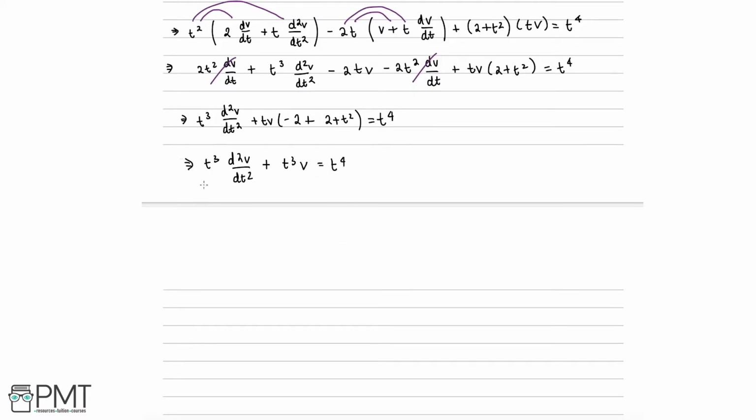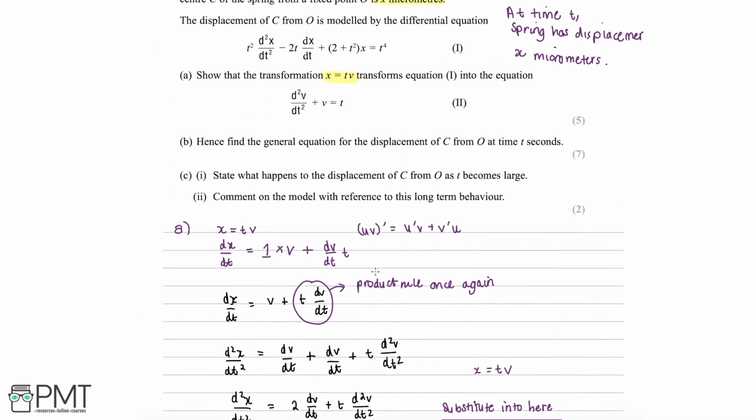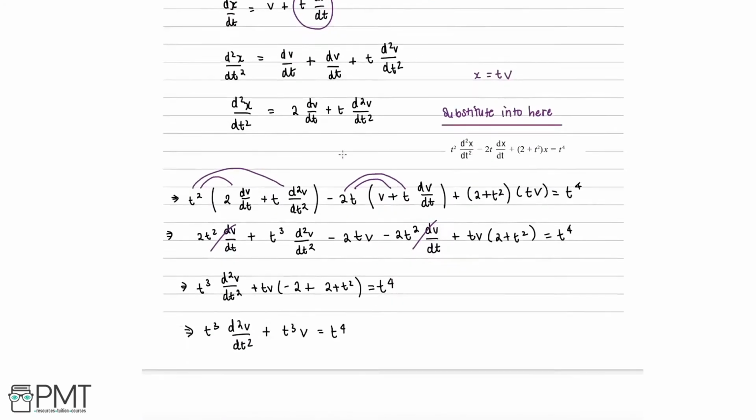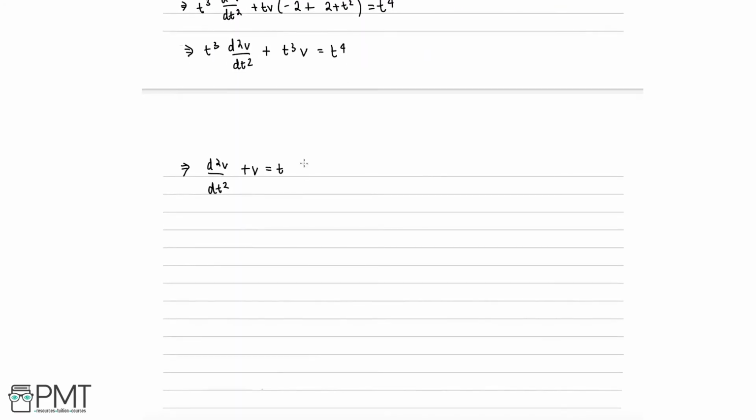Now we can divide both sides by t cubed to give you the second derivative of v with respect to t plus v is equal to t. And if we look back at our question, we want to show that the transformation x is equal to tv transforms equation I into our equation, the second derivative of v plus v is equal to t, with no x variable in our differential equation. So thus we've shown our result.